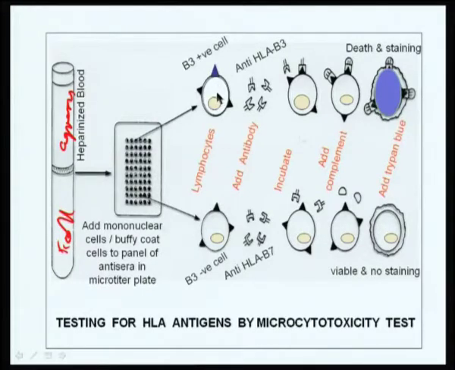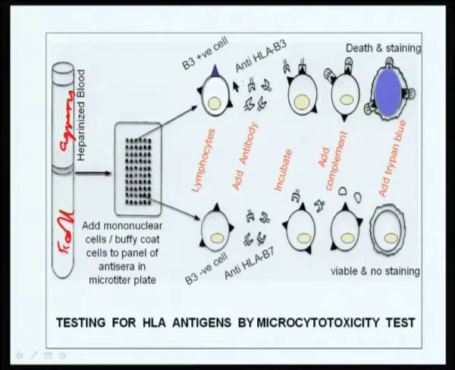This buffy coat that is isolated is then put into plates called Terasaki plates, and reacted with the typing sera available in serum banks, which had already been characterized. For example, in this case the lymphocytes were reacted with an anti-HLA B3, which had already been characterized, as opposed to an anti-HLA B7 antiserum that had been characterized to bind to B7 molecules.